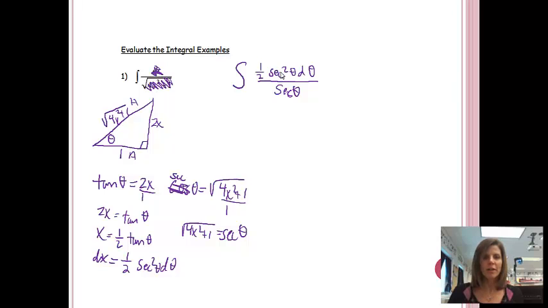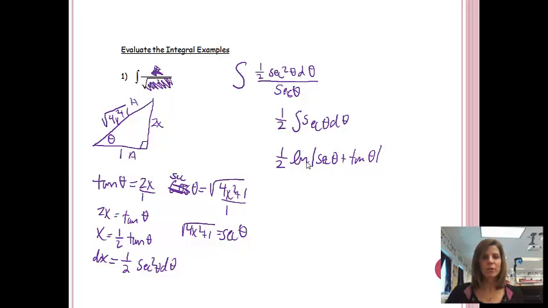I notice now that I can cancel out one of my secants, and I'm going to bring my 1/2 to the outside, so I'm going to have 1/2. I'll be left with secant theta d theta, and then from here we have a formula for secant. It's equal to the natural log of the absolute value of secant theta plus tangent theta. So I'm pretty much done.